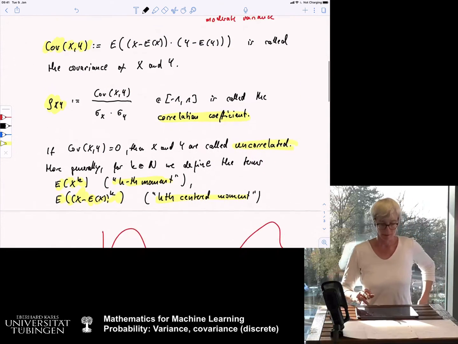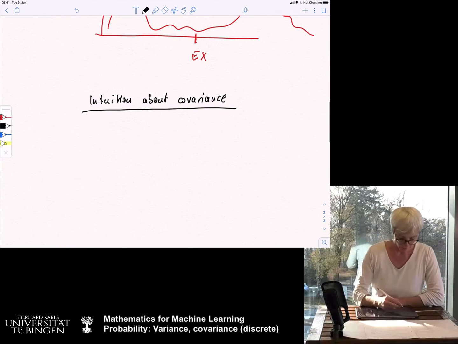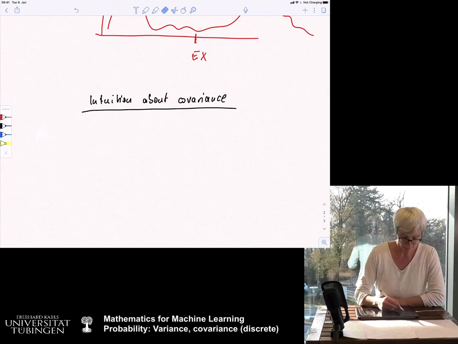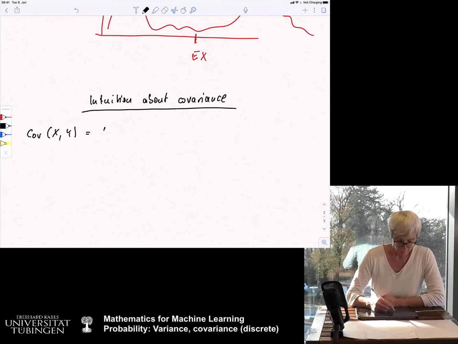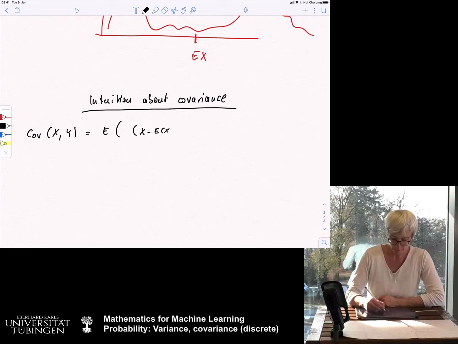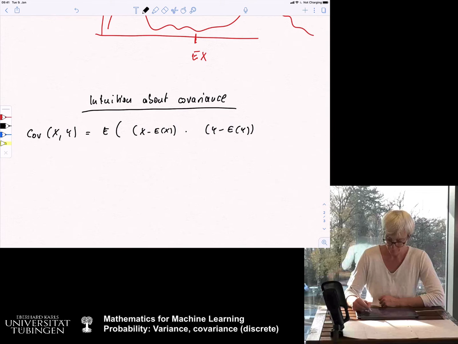So let's look again at the definition. Maybe I write it down once more so we have it here and I don't need to scroll all the time. The covariance of two random variables x and y is the expected value of x minus E of x times y minus E of y.